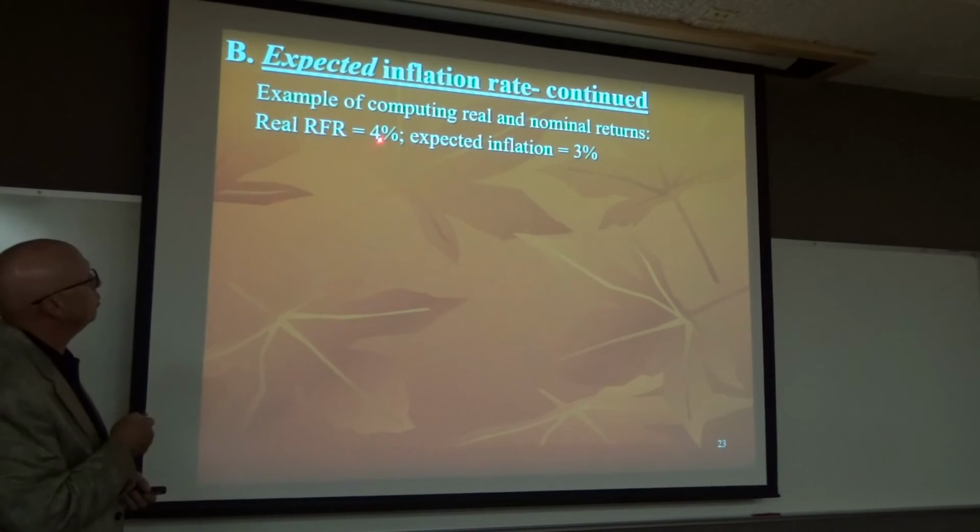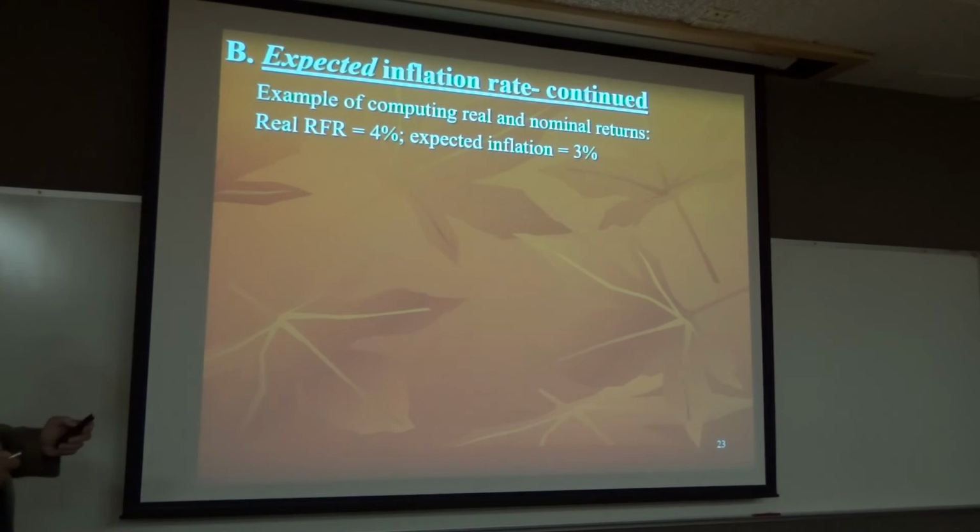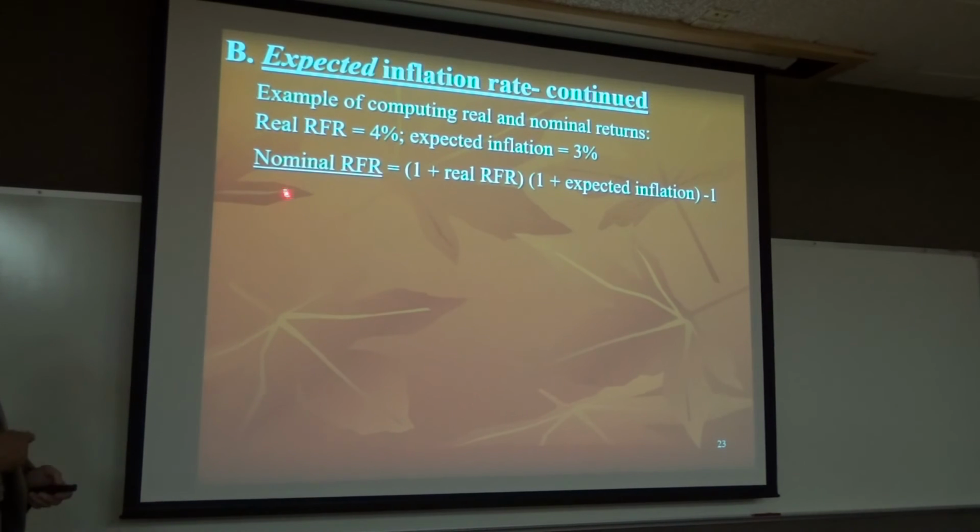Okay, so the real risk-free rate is 4%, the expected inflation rate is 3%. Now you can do it real quick and say the nominal rate is 4% plus 3%, 7%, and you're going to get close. But actually, if you want to be precise, you take 1 plus the real rate, which would be 1.04, times 1 plus the expected inflation rate. So 1.04 times 1.03, subtract 1, and there is your nominal rate. I said 7%, you're going to be close.